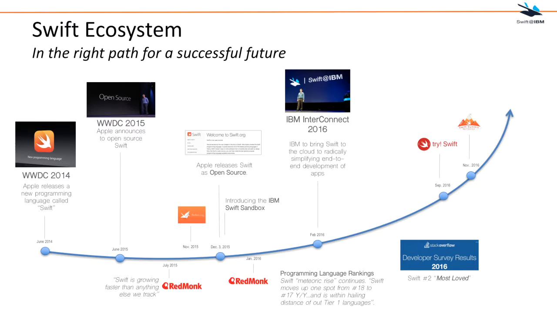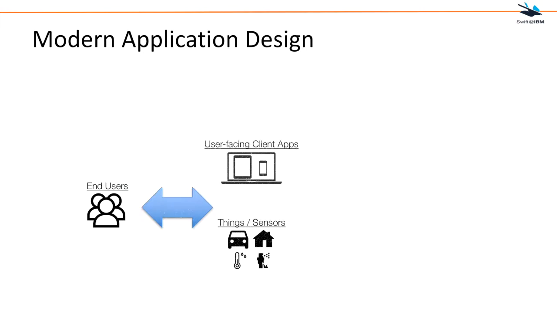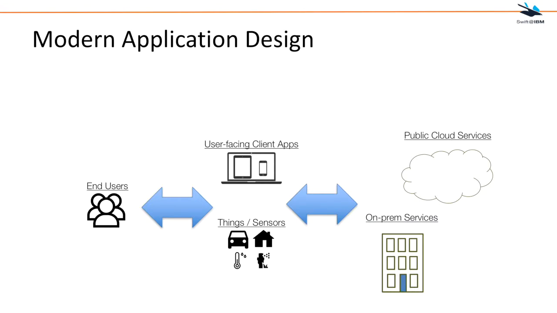The potential is great. If you look at modern application design, start with the end user talking to front-end applications, whether that will be client apps on mobile or desktops, or even sensors and Internet of Things. And those front-end apps would talk to the back end, and the back end would be on a cloud, public cloud, or private cloud, or on-prem services.